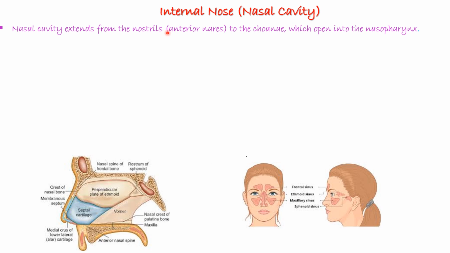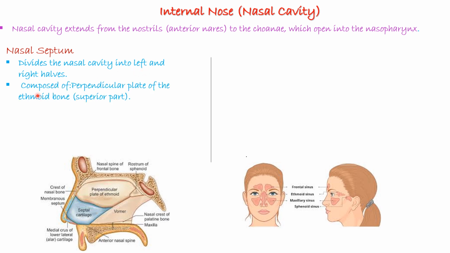So the internal part of the nose, which is also commonly known as the nasal cavity, extends from the nostrils, that is the anterior nares, to the choanae, and opens into the nasopharynx. So we are going to deal first with the nasal septum, which divides the nasal cavity into the left and right halves, and it is composed of a bony part and a cartilage part.